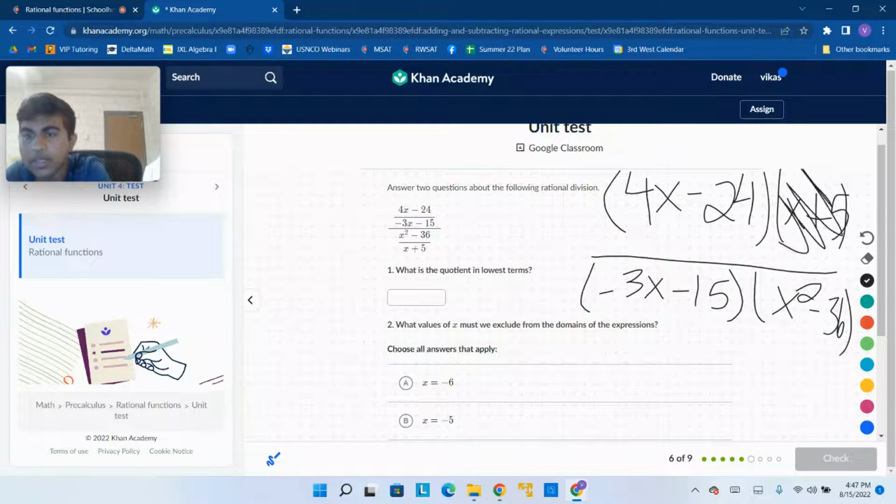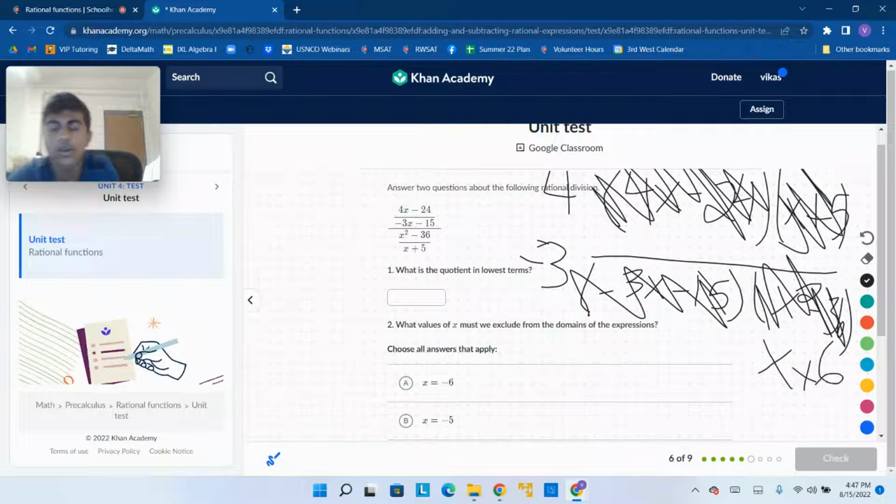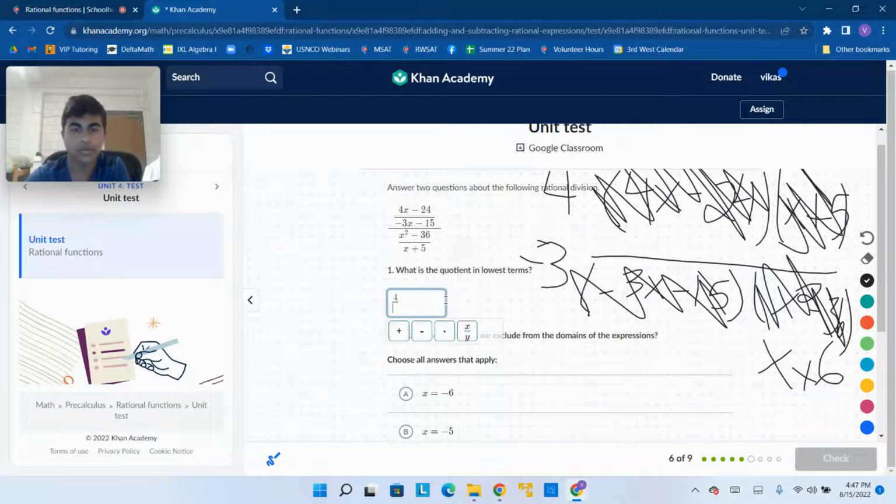Alright, now this is going to cancel out with this and leave behind a -3. Now this, we can leave it just a 4, and then you're going to have an x minus 6 that cancels out with this and leaves an x plus 6. So you have 4 over -3 times x plus 6, so -3x minus 18. Or you can just say 3x plus 18, and then put a negative sign here at the beginning. Okay, and that is what we get.